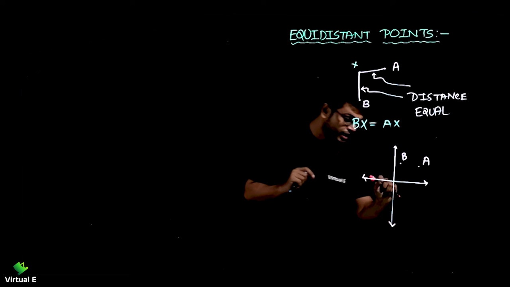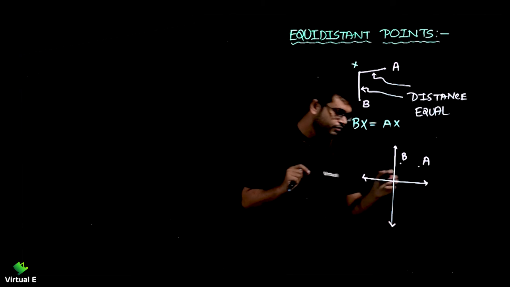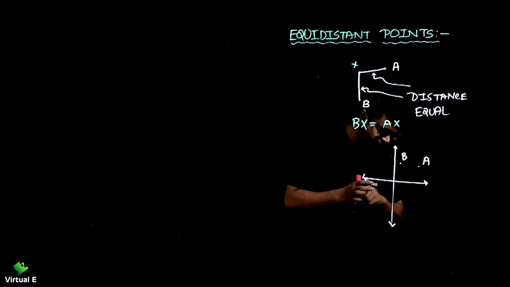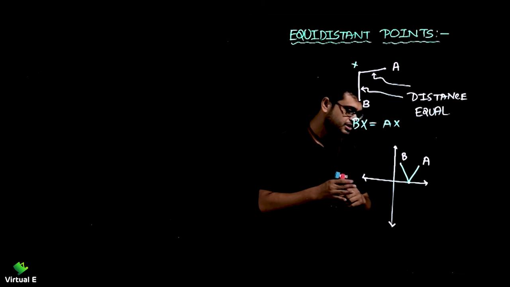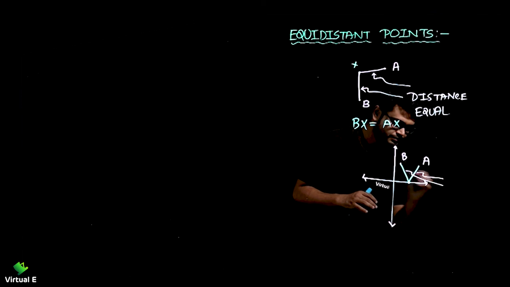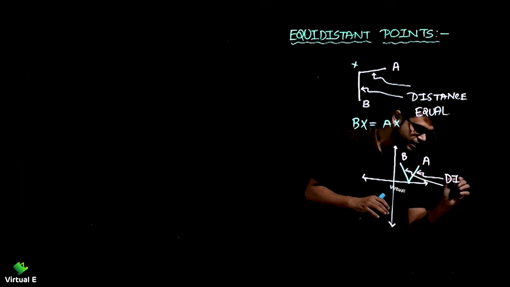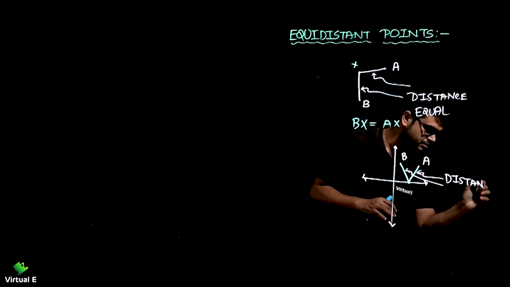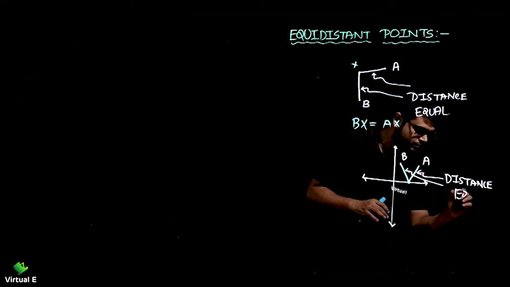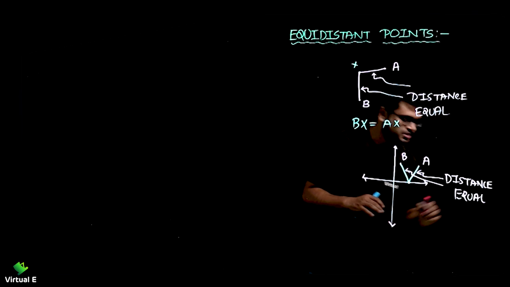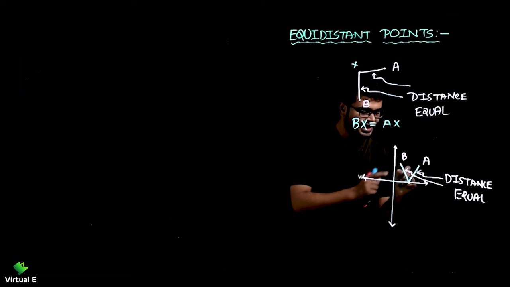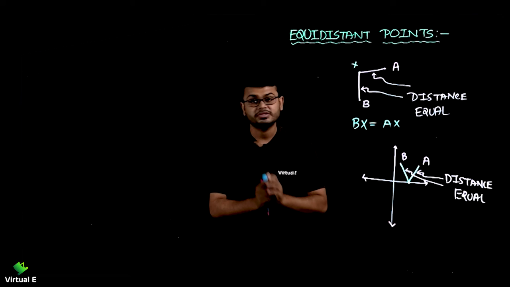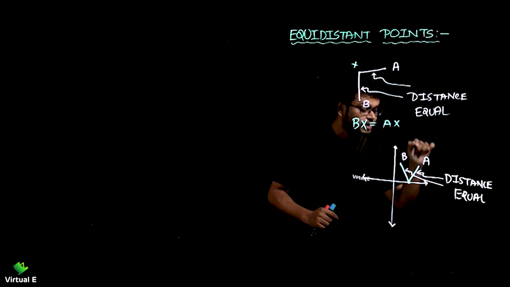So that point will be on this axis, and if I want to find one point that will be somewhere, let's say around here, and if I connect it, this and this both distances are equal. This distance is equal. Remember that the distance should be equal if I want to talk about a point on the x-axis which is equidistant from B as well as from A.